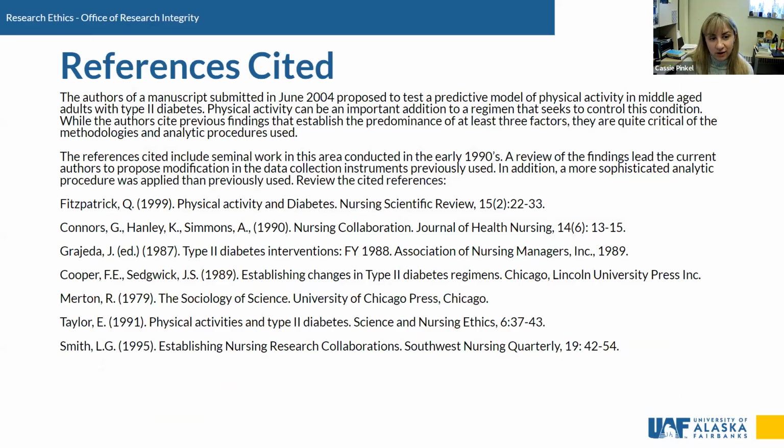references cited. So I apologize right now if this is really tiny on your screen, but you're going to want to pay attention to that list of 7 references at the bottom, because that's where the information they're asking you comes from. So the author of the manuscript submitted in June of 2004 proposed, so hear this, June 2004, proposed to test a predictive model of physical activity in middle-aged adults with type 2 diabetes. Physical activity can be an important addition to a regime that seeks to control this condition. While the authors cite previous findings that establish the predominance of at least 3 factors, they are quite critical of the methodologies and analytical procedures used.